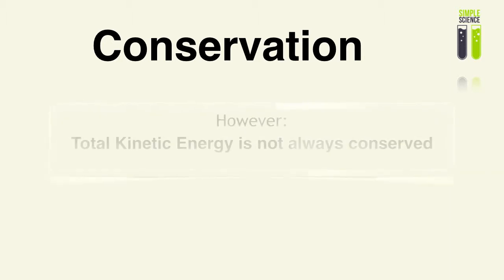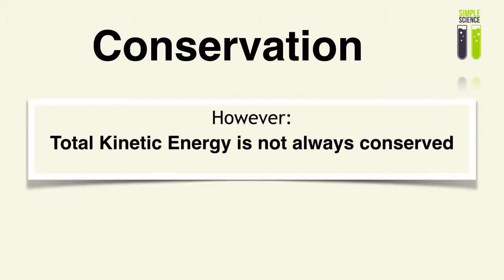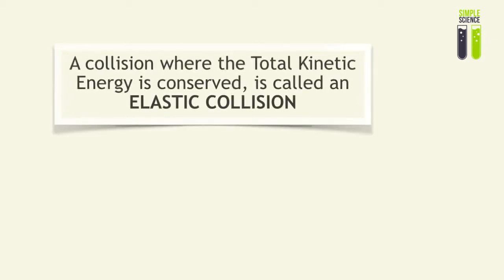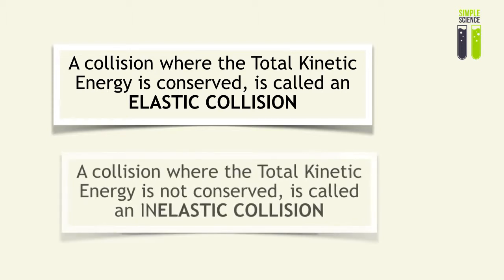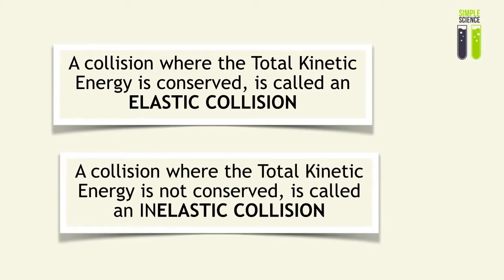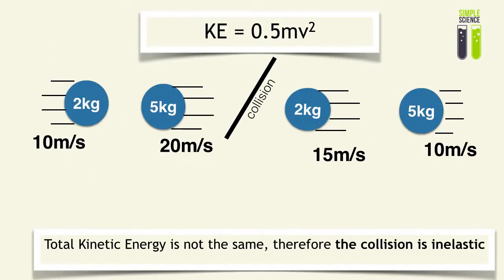However, one thing is for sure: the total kinetic energy of a system is not always conserved in collisions. And this is very important in determining whether something is an elastic collision or an inelastic collision. A collision where the total kinetic energy is conserved, where the two particles that collide have a sum total kinetic energy that remains constant, is an elastic collision. Whereas a collision where the total kinetic energy is not conserved, we call an inelastic collision. So we shall look at a clearer example.